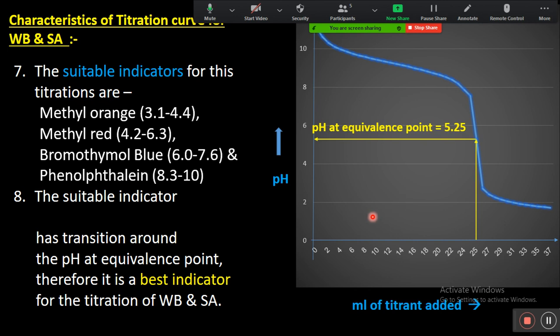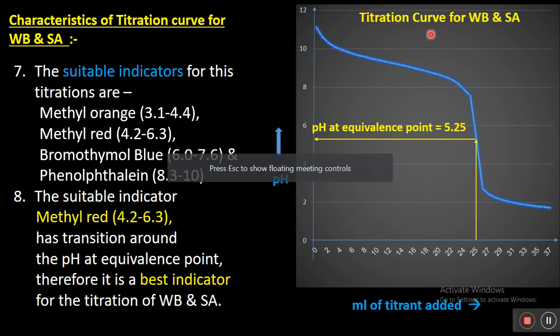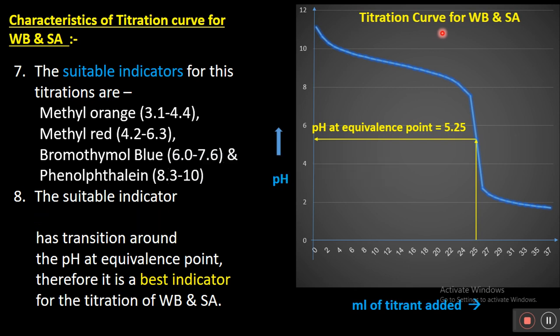So this is our fourth topic. I think this is our second titration.